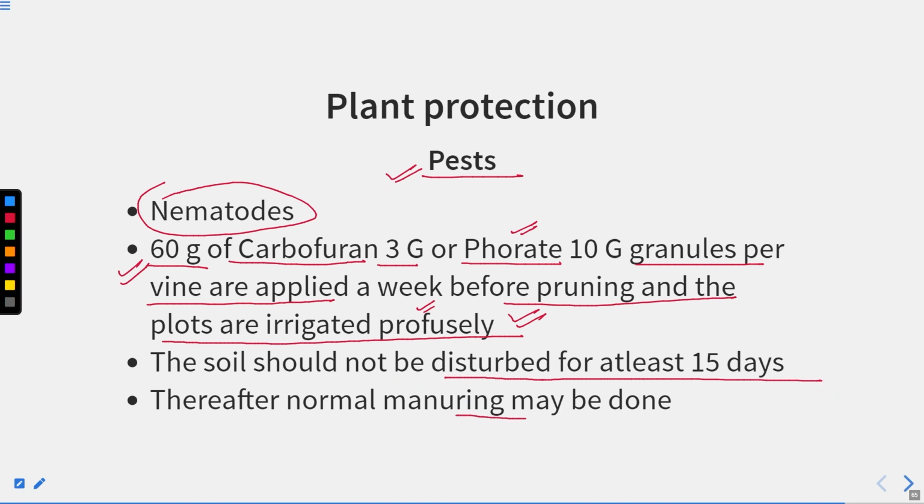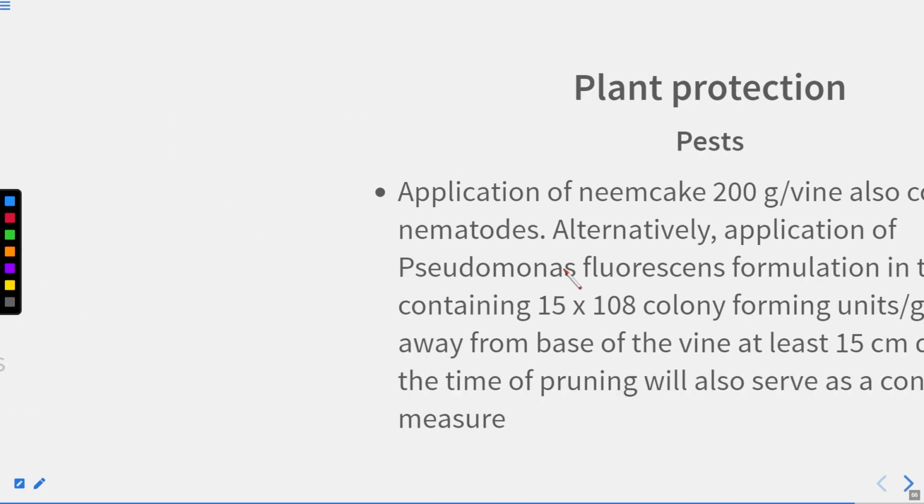Thereafter normal manuring may be done, and you can use whatever manure you are using. But these chemicals, that is carbofuran 60 gram 3G or phorate 10G granules per vine, are applied.